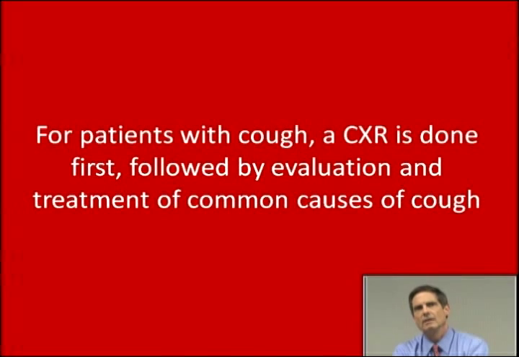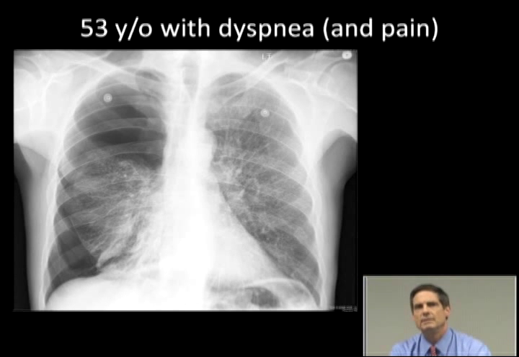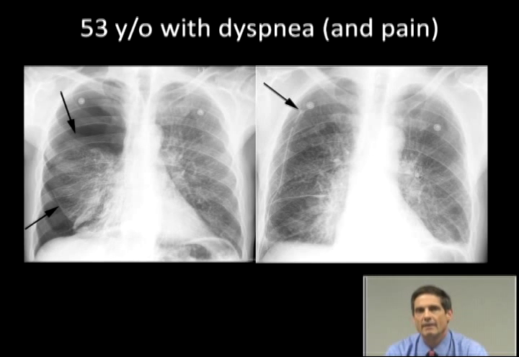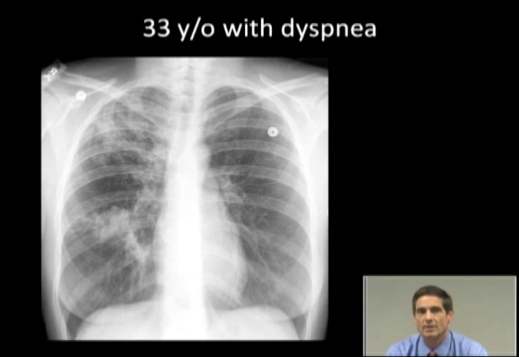Now what about dyspnea? Here's a 53-year-old man with dyspnea and chest pain, and it's clear the cause of his dyspnea is this large pneumothorax of the right lung. You can tell that the lung is retracted down. There's air all the way around the lung, the lung edges are marked by the arrow, and this dyspnea and the pneumothorax resolved rapidly with placement of a chest tube and re-expansion of the lung.